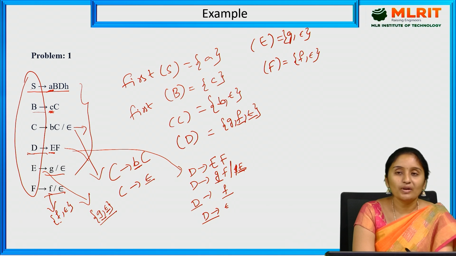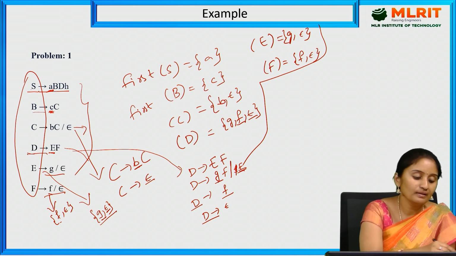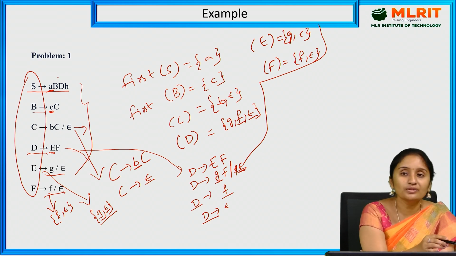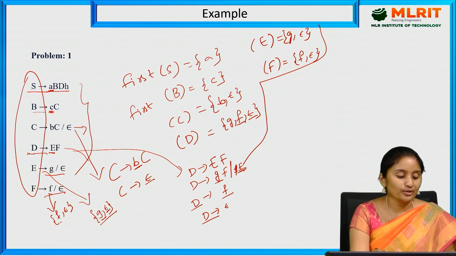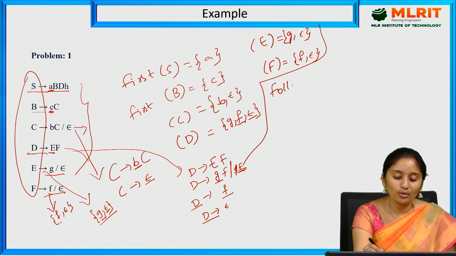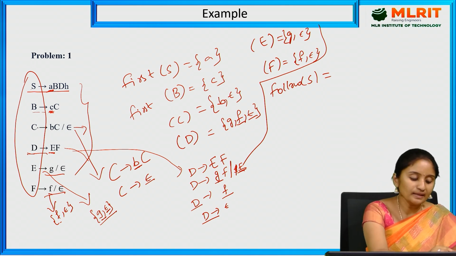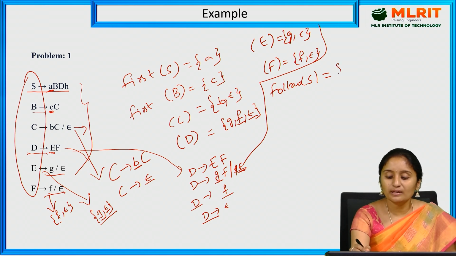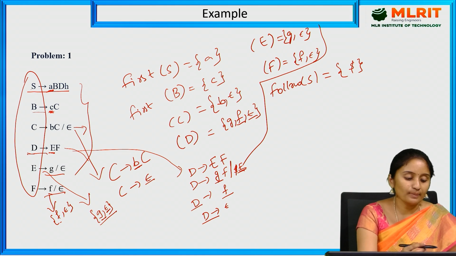So what are the things we are going to use to calculate the follow function? Follow function is calculated for the right hand side. We are going to concentrate on the RHS part. So what I am having for follow of S? Anything present in the RHS part? No, nothing is present. As S is my start symbol, it holds the dollar.